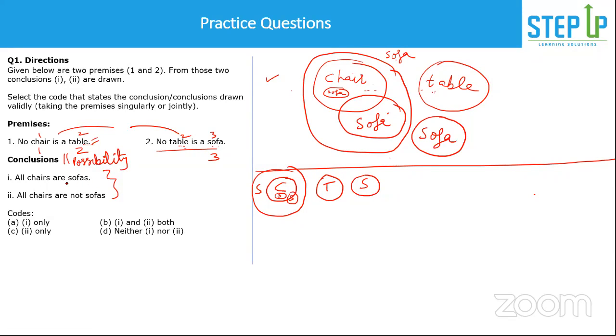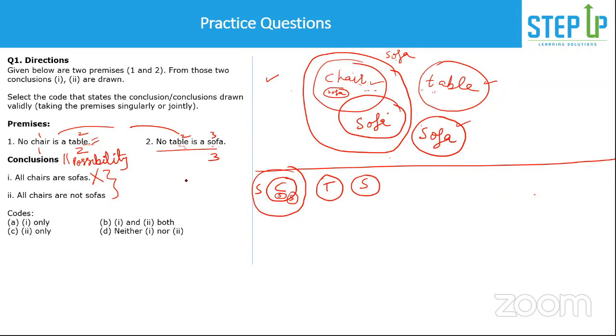The first conclusion says, all chairs are sofas. Are all chairs sofas? In this case, it is not possible. In this case, it is not possible. Only in one case was it possible. But if it has to be a conclusion, it has to be true in all cases. What if this was table, this was sofa, this was chair? Are all the chairs sofas? No, there is no overlap in this case. That means this is not true. Understood? So we cannot draw this conclusion. The second one says, all chairs are not sofas.